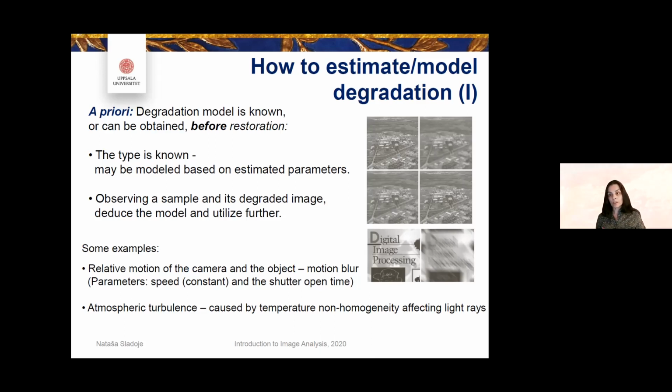Knowing simply what caused it, and also knowing something about the actual situation, actual parameters, actual speed of movement, if we deal with the motion blur, or actual temperatures and other parameters that cause this atmospheric turbulence, then we can incorporate that in the model of our degradation function.